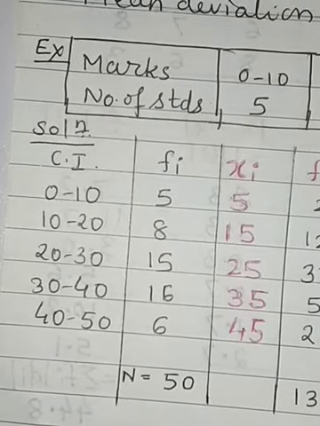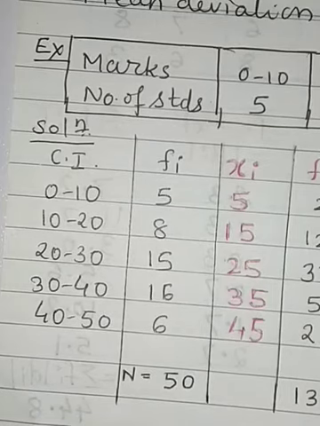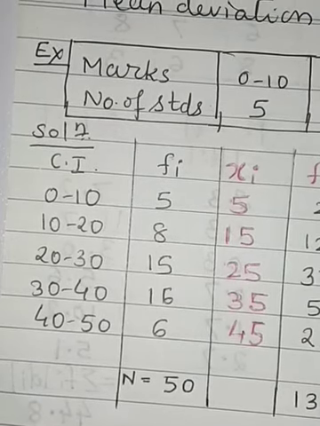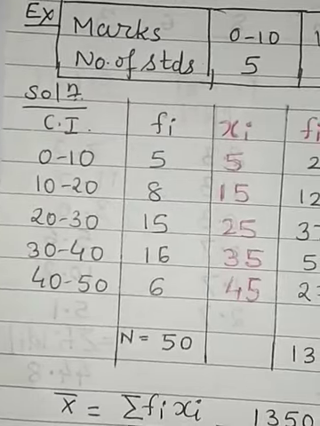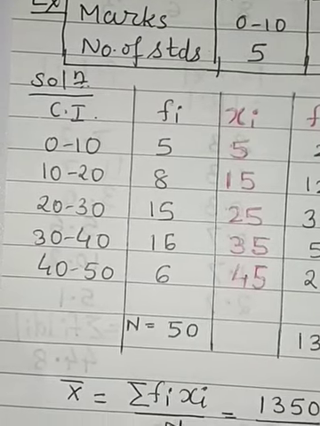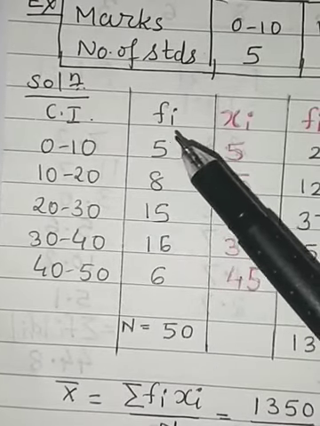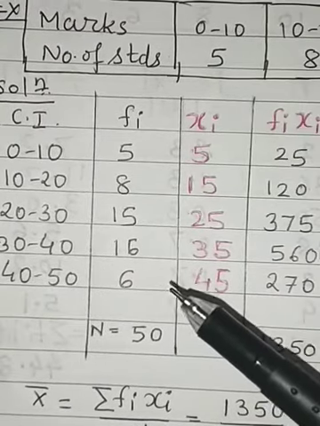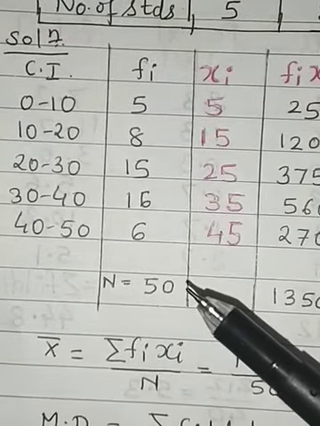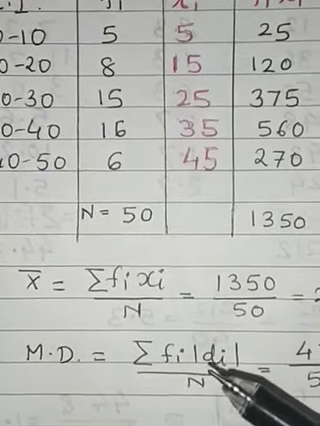CI stands for class intervals and FI stands for the number of items, the number of students in this case. So I have mentioned the class intervals here. I have frequencies here.